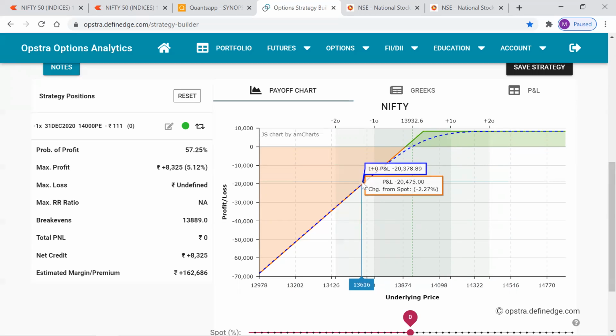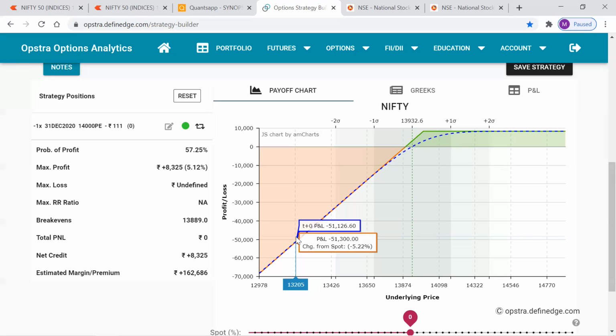Imagine it's not stopping at 13,600. Imagine that it went to 13,200. Look at your loss, minus 51,525 rupees. So in the option selling scenario, loss is unlimited, but profit is limited. So, same example, let's look.